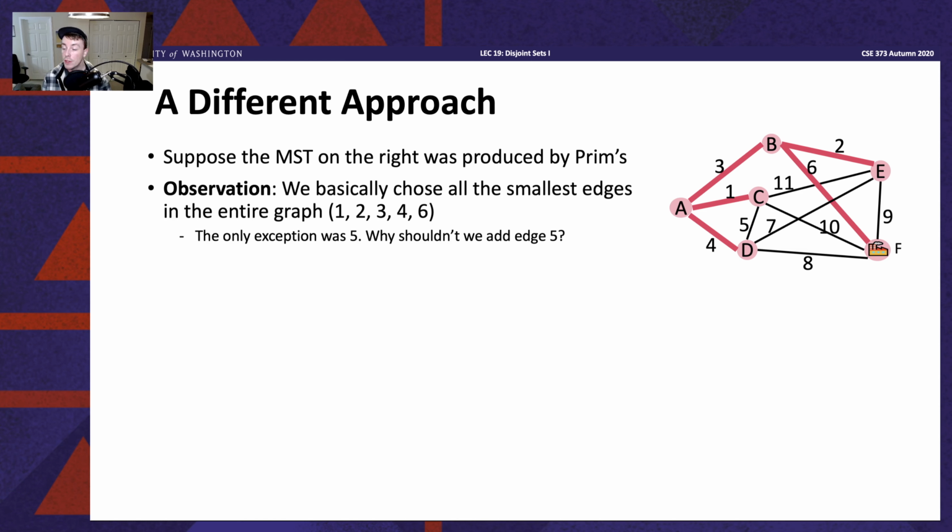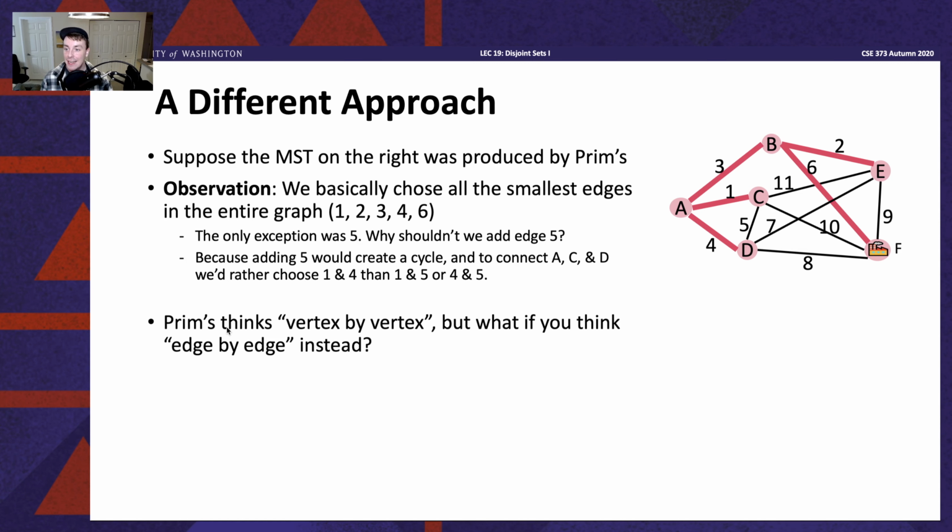Start by adding all of the smallest edges, but never choose an edge that would cause you to make a cycle. So start by picking the edge with 1 and then 3 or 2, 3, 4, but don't include 5 because it has a cycle. And that idea is what's behind this other algorithm called Kruskal's Algorithm.